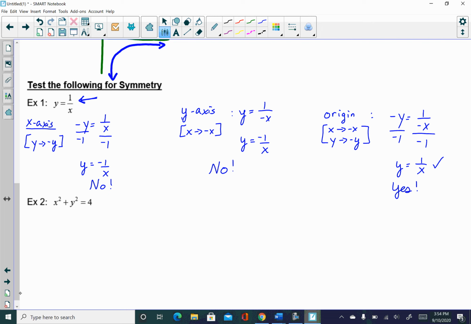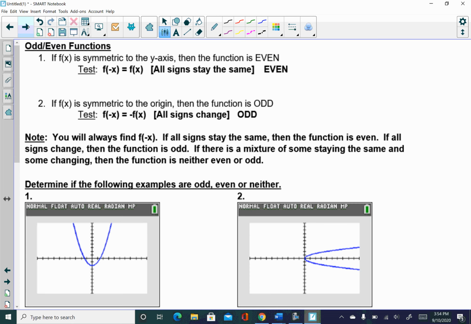In example 2, I'll let you try that one. I've shown all my work on the solution key, so I think you'll be in good shape. All right, let's flip it over on the next page and talk about odd and even functions. Those of you going on to take trig and calculus, you will see odd and even functions again.